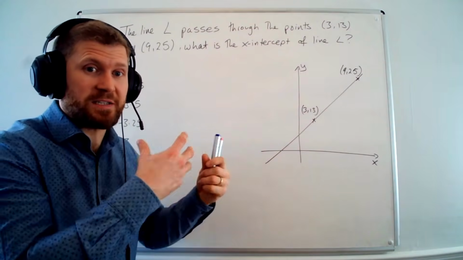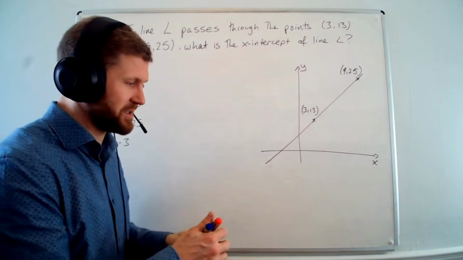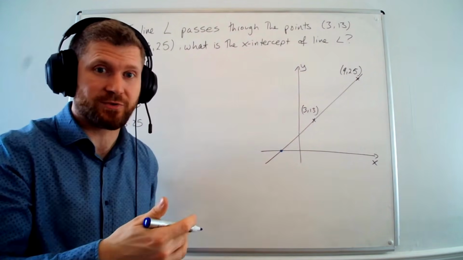Now, this is the basic diagram we were given in the question. I've got a line, goes through these 2 points. I know eventually it's going to cross the x-axis, and I want to find the x-coordinate there. That's my eventual goal here.